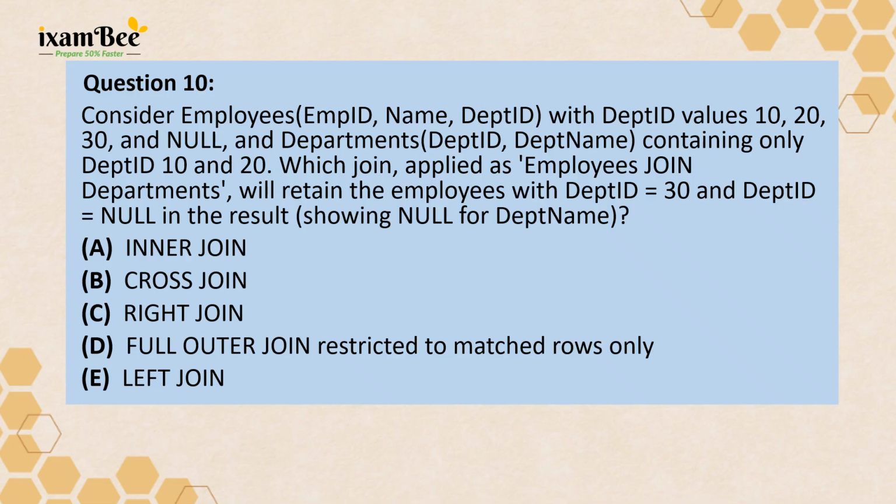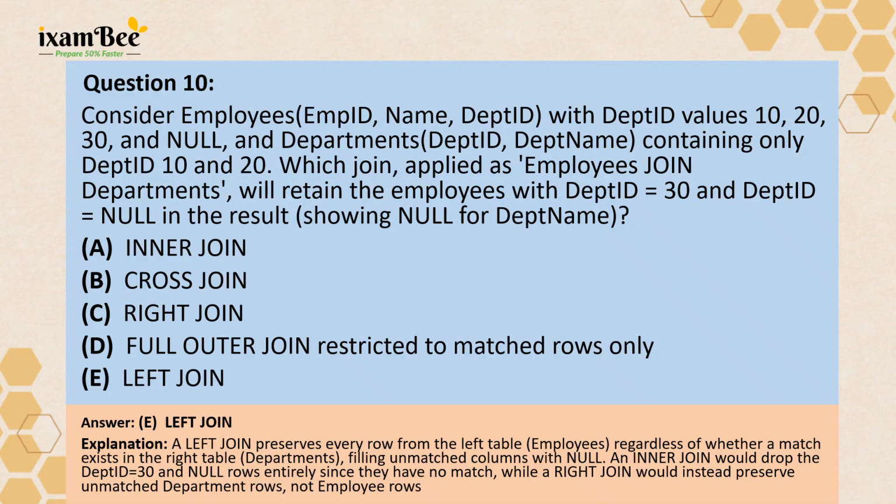Now, let us focus on this question. Consider employees with employee ID, name and department ID, with department ID values 10, 20, 30 and null, and departments with department ID and department name containing only department ID 10 and 20. Which join, applied as employees join departments, will retain the employees with department ID equal to 30 and department ID equal to null in the result, showing null for department name? The correct answer here is option E, which is left join.